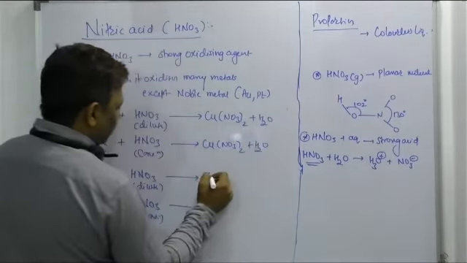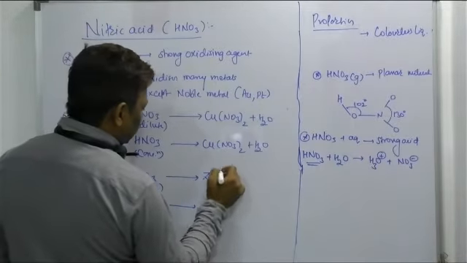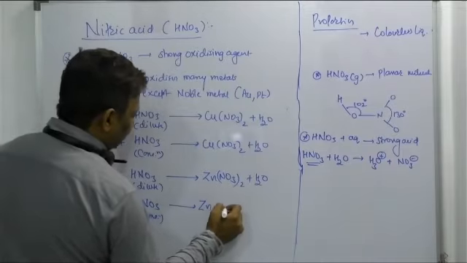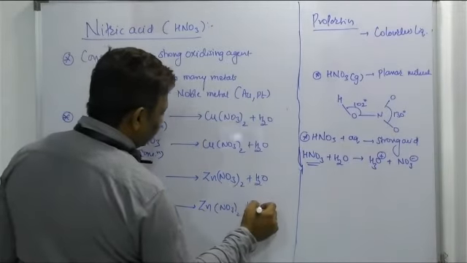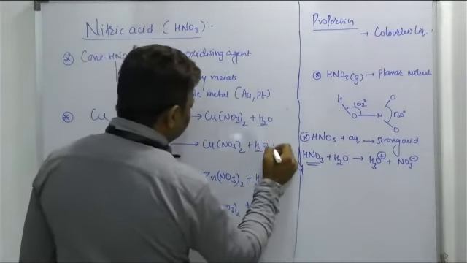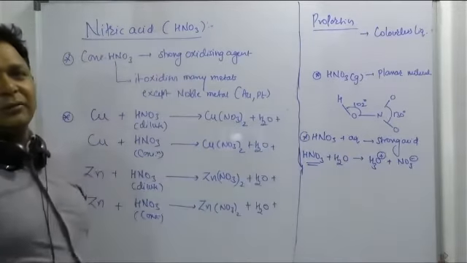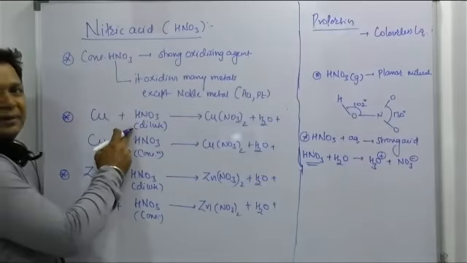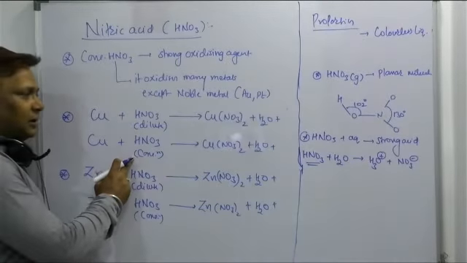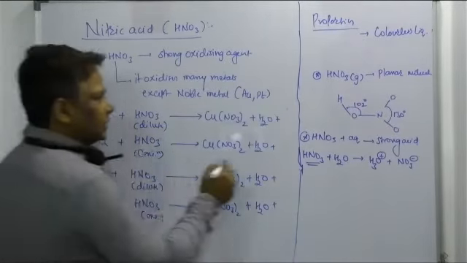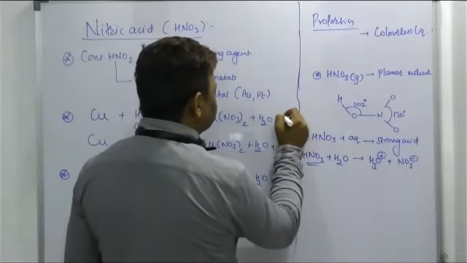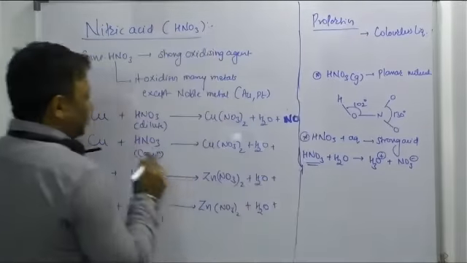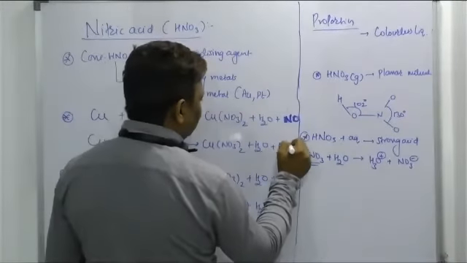Common, salt. Zn(NO3)2 plus water. Here also Zn(NO3)2 plus water. But the only thing that is important is the byproduct obtained due to dilute and concentrated acid. Dilute nitric acid with copper gives rise to NO gas. Please remember, dilute gives rise to NO gas. Concentrated gives rise to NO2 gas.